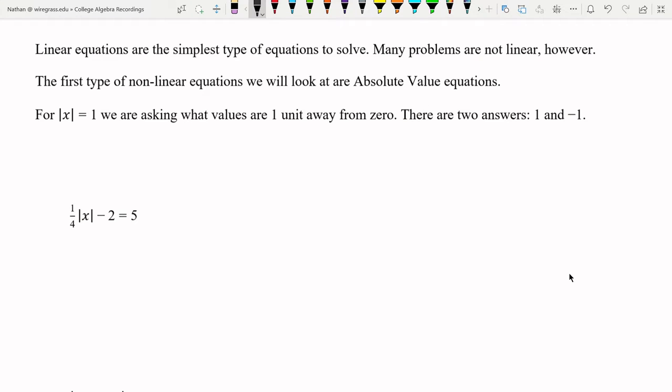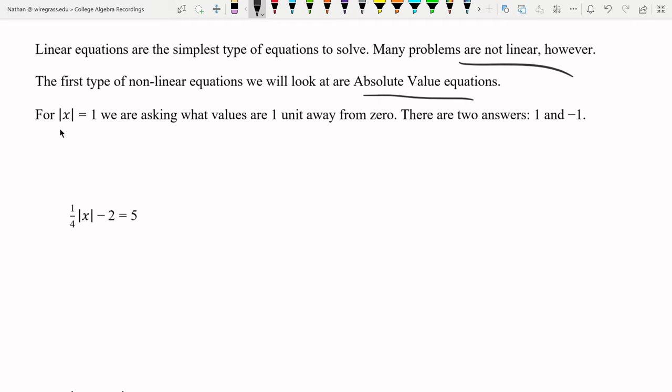Linear equations are the simplest type of equations to solve. You just get x by itself. Many problems do not fit this paradigm, however. The first type of nonlinear equations that we can look at are the absolute value equations.